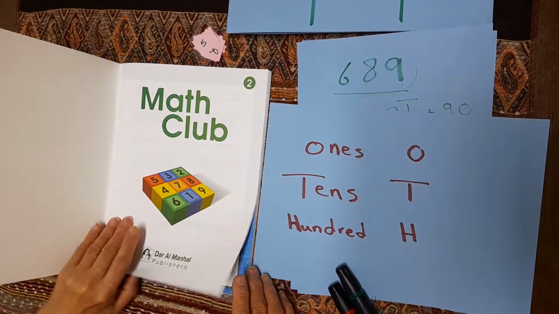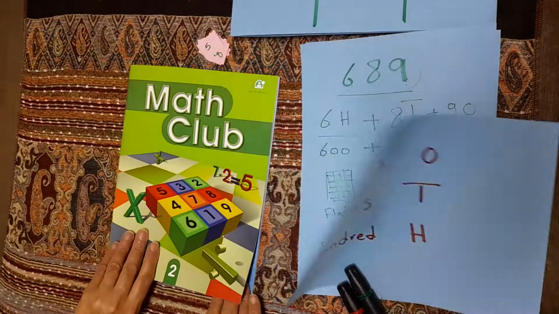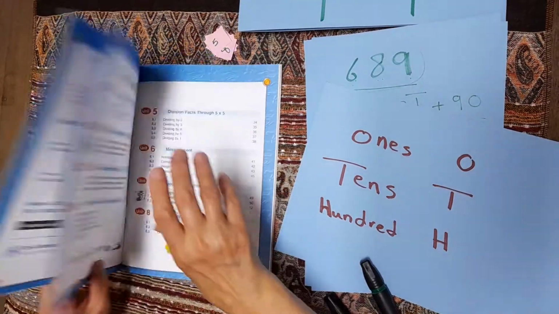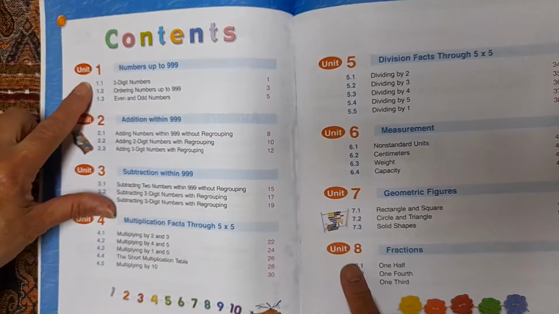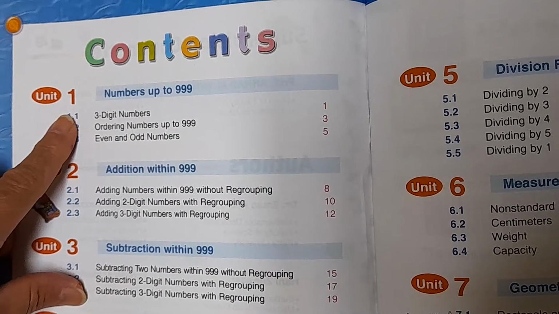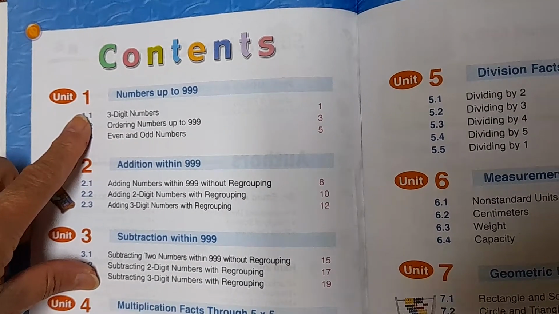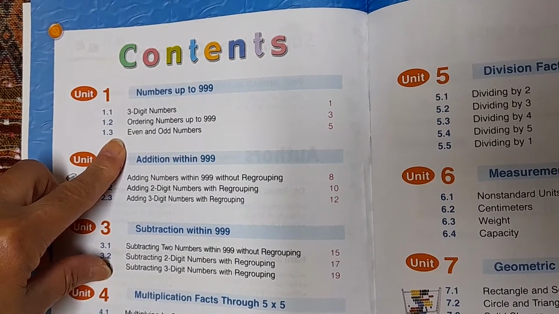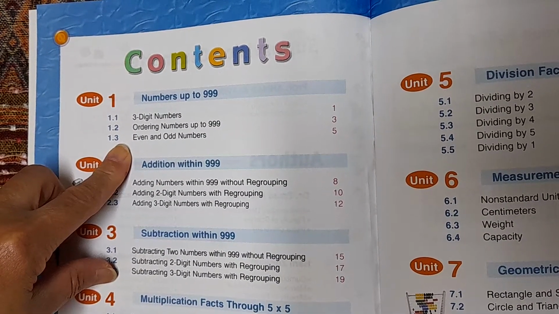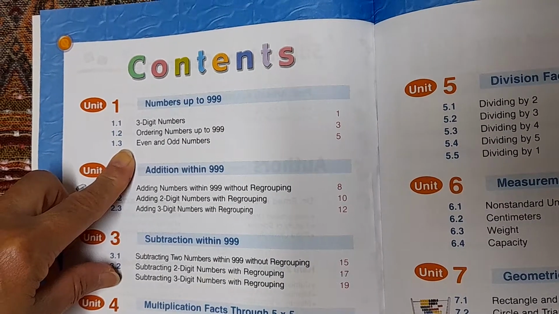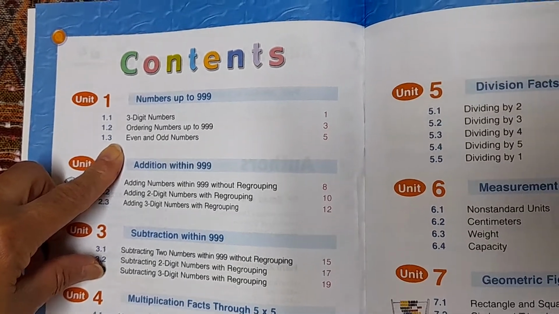I will open the books. Here is the book we are going to use. It is Math Club for grade 2. If you open inside, it has 8 units. My first unit is numbers up to 999. We are going to learn how to read, write numbers and order, يعني ترتيب الأعداد, to know also what is عدد زوجي وعدد فردي. You took it in رياضيات بالعربي. We are going to take it in English this year.